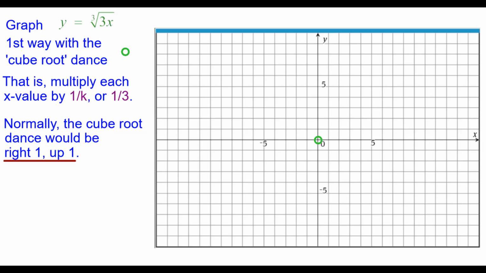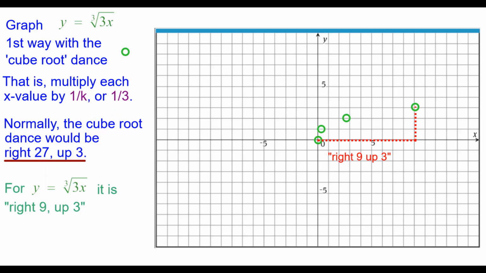Normally the Cuberoot dance would be right 1, up 1, but for this graph it is going to be right 1/3, up 1, because 1/3 times the x coordinate 1 is 1/3, and the y value remains unchanged. So right 1/3, up 1. The next step is right 8, up 2. And so for us, it's going to be right 8/3, up 2, because 1/3 times 8 is 8/3, or 2 2/3, up 2. And normally we'd go right 27, up 3, but in this case we're going to go right 9, up 3. A third of 27 is 9, so right 9, up 3.